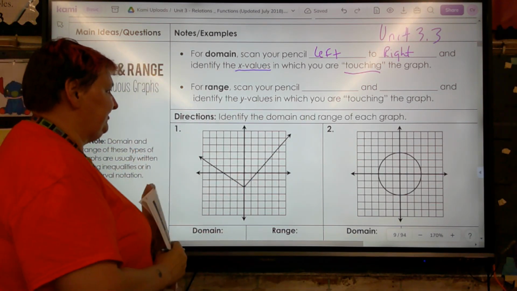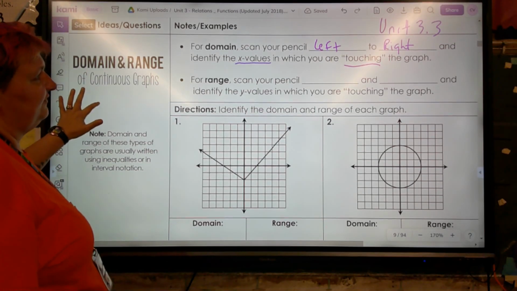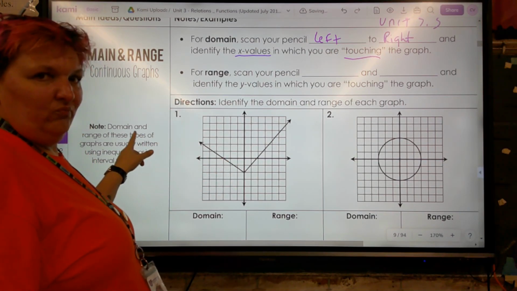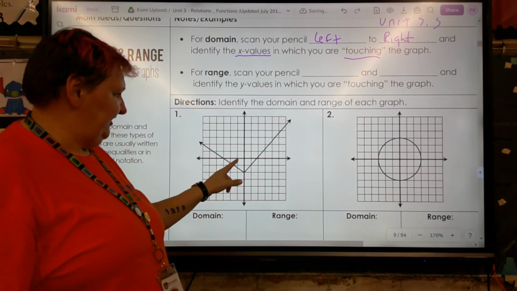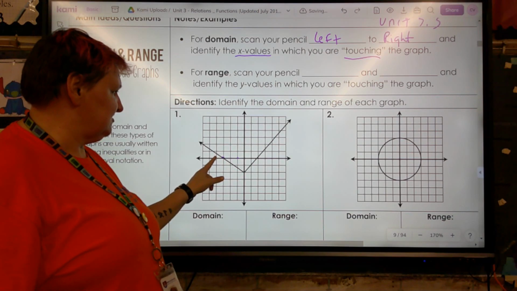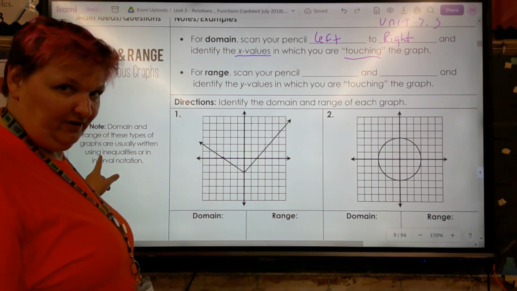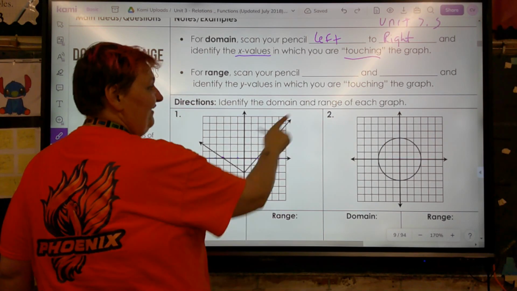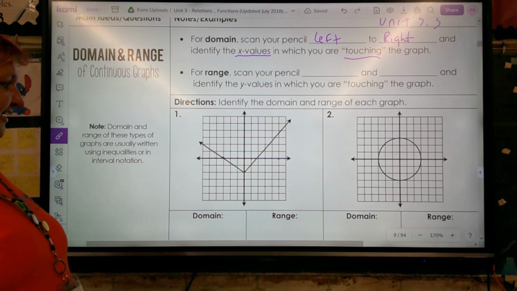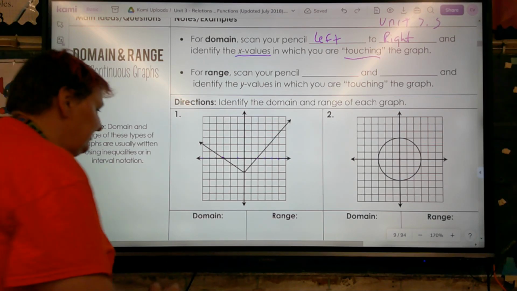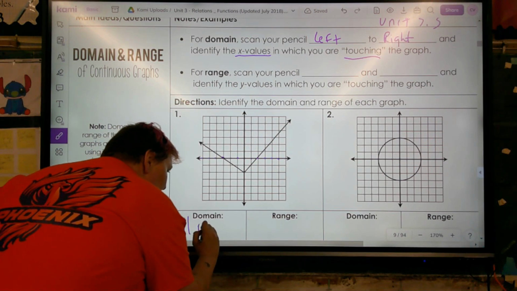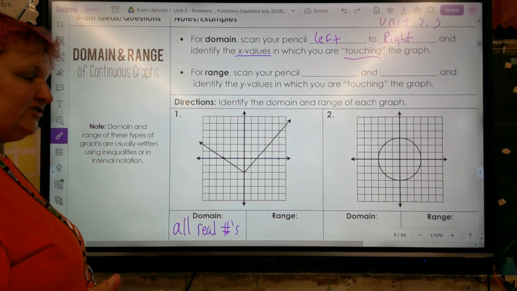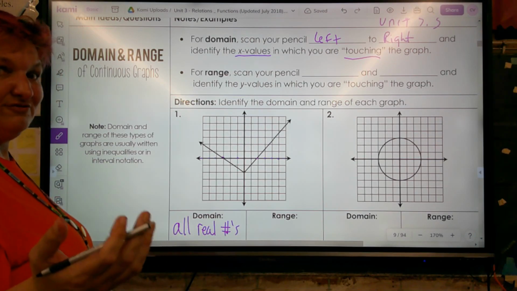Right? So you have to think and ask yourself, if this keeps going forever, what x values is it going to hit? It's going to hit this one, this one, this one, and forever. Right? It's going to hit all of the x values. So literally your answer is all real numbers. I told you sometimes the answer is literally all real numbers because it goes on forever.